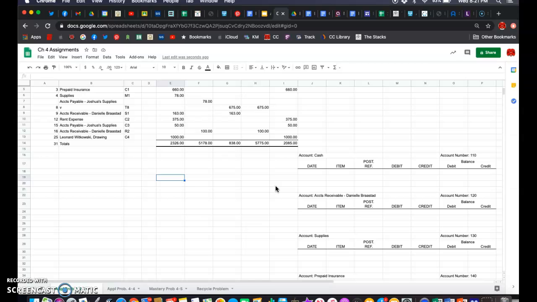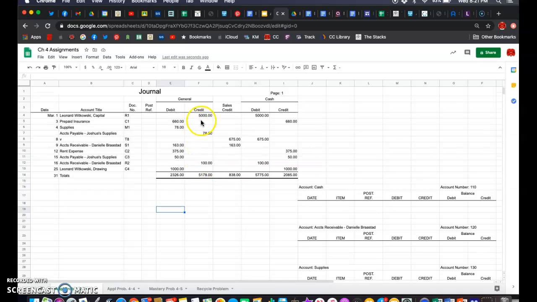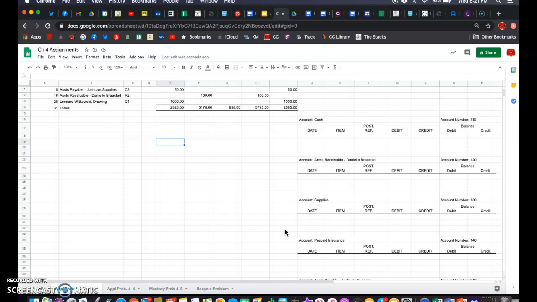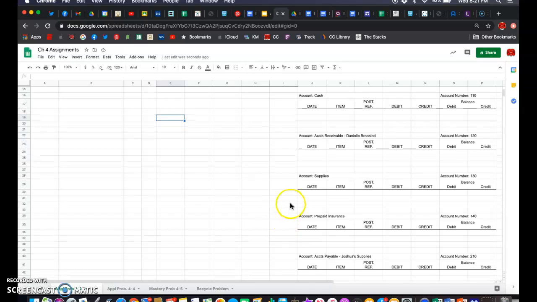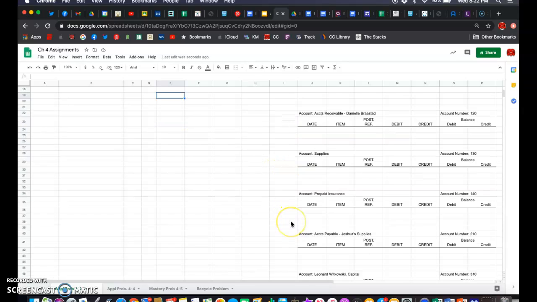All right, so here's how we do it. I'm going to start right here, and I'm going to start with this $5,000. And what I'm going to do then is I'm going to come over here to my ledger accounts, and I have these all filled out. I get this information from your chart of accounts. Okay, so the chart of accounts is created. You take that information, you put it into your general ledgers.